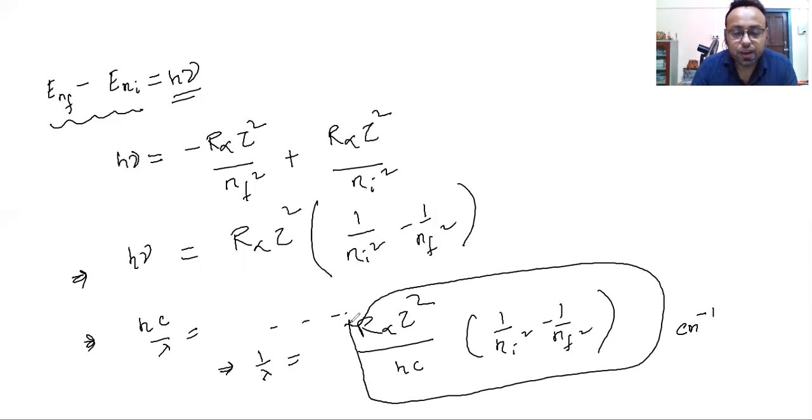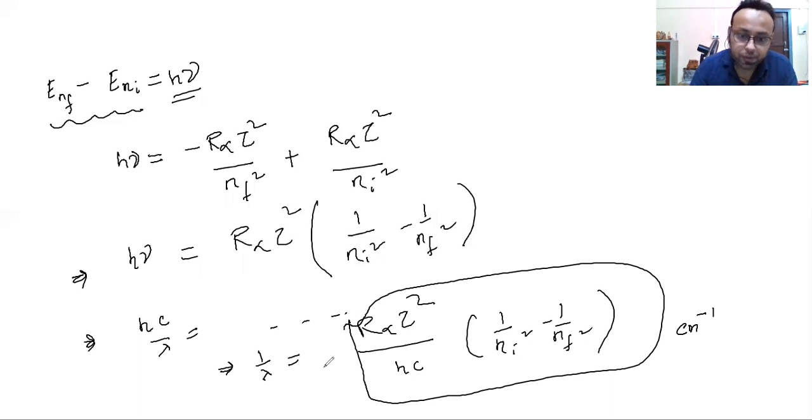Now, for the electron, when it moves from initial stage n_i to n_f, it will absorb this much energy, or in terms of wavelength. Sometimes you will get a minus sign here.